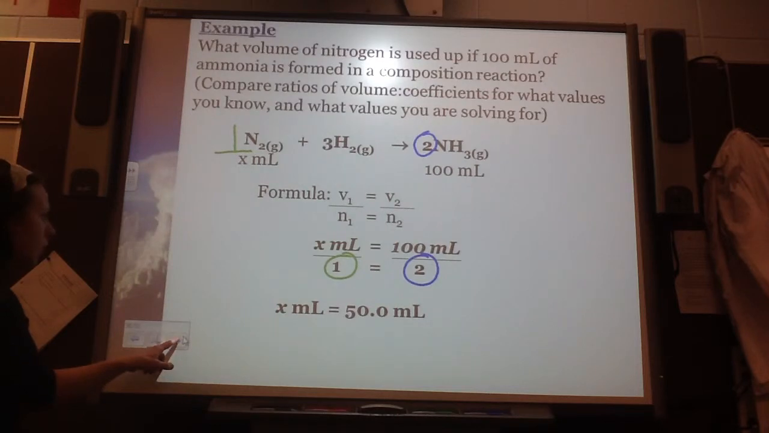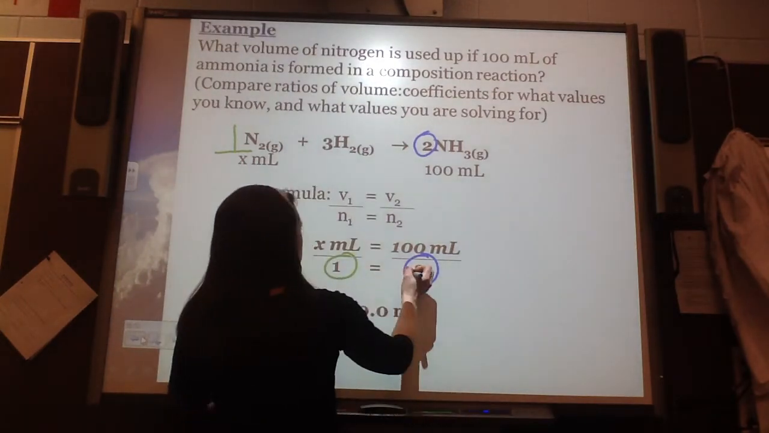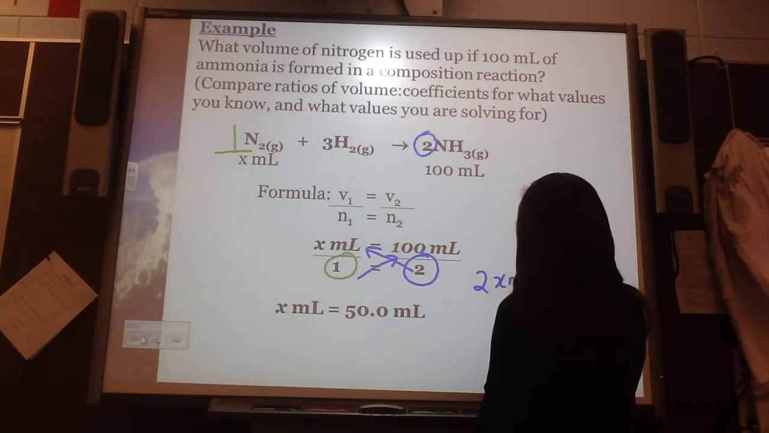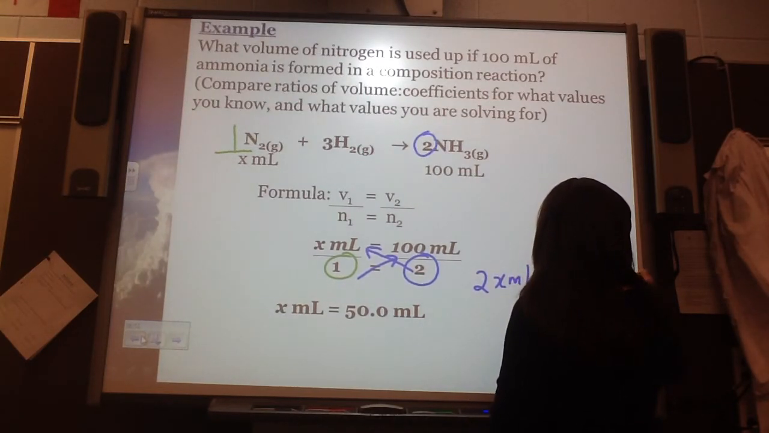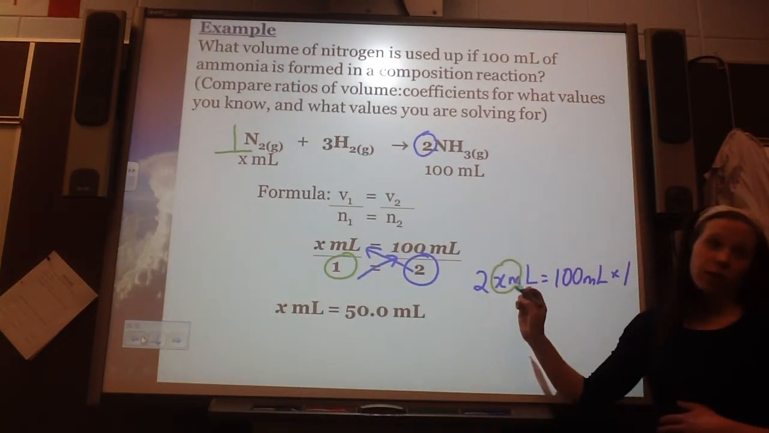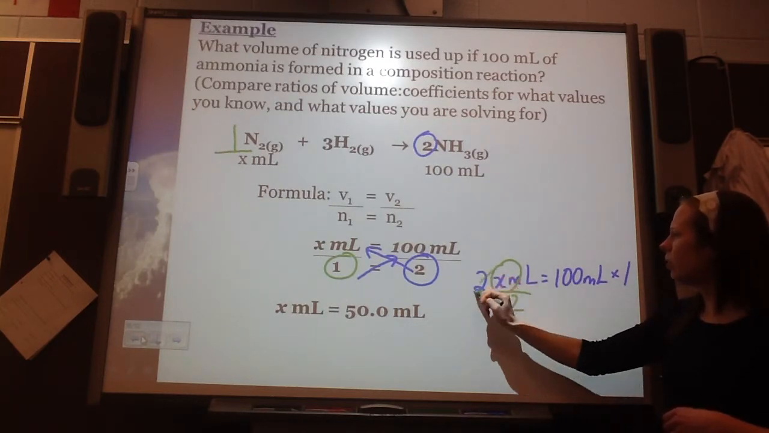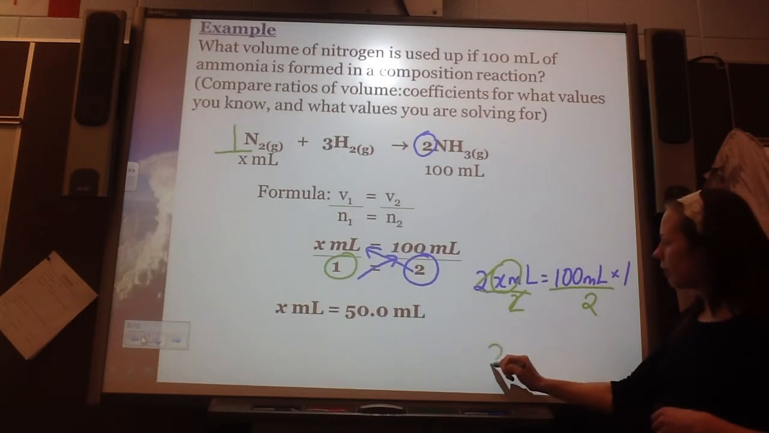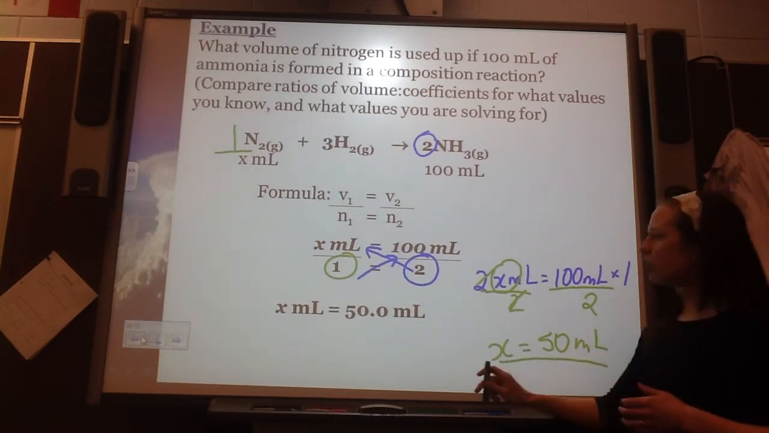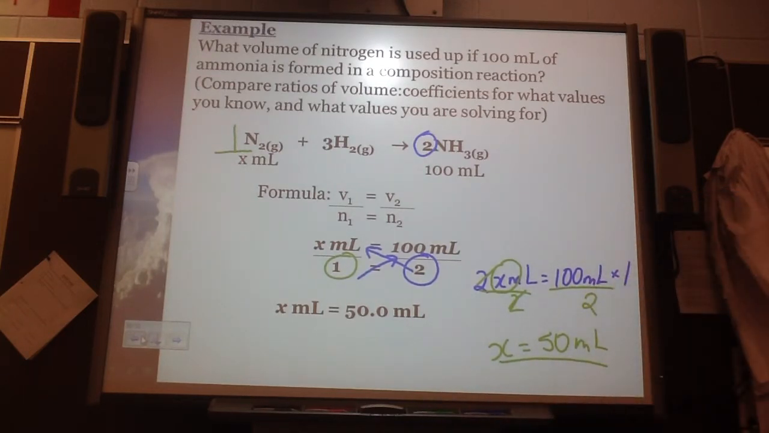So now you cross multiply and solve. Okay, so to do that, now I have 2 times X milliliters is equal to 100 milliliters times 1. I'm going to solve for X milliliters. Right now, X milliliters is multiplied by 2. So divide by 2, divide by 2, and I'm left with X is equal to 50 milliliters. Okay? So as you see, we did not have to convert our milliliters into liters. If both units are the same, you can just leave them. Okay?